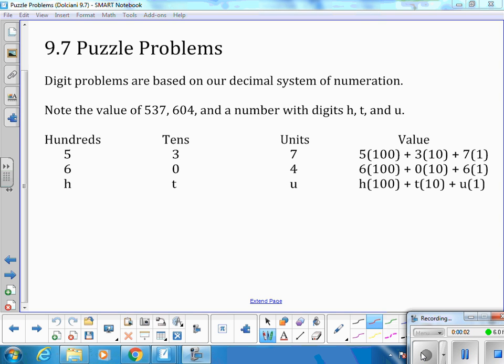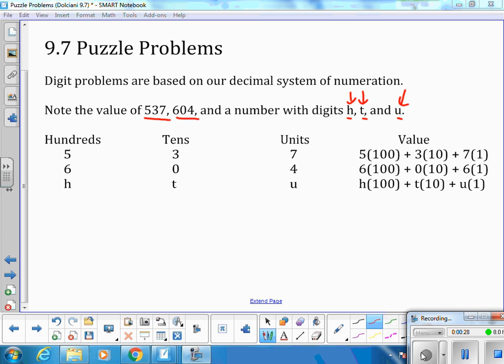All right, we're going to be using systems to solve puzzle problems, and specifically digit problems here. Digit problems are based on our decimal system of numeration. So note that the value of 537, 604, and a number with the digits H, T, and U. We're looking at these variables representing particular places in a number.